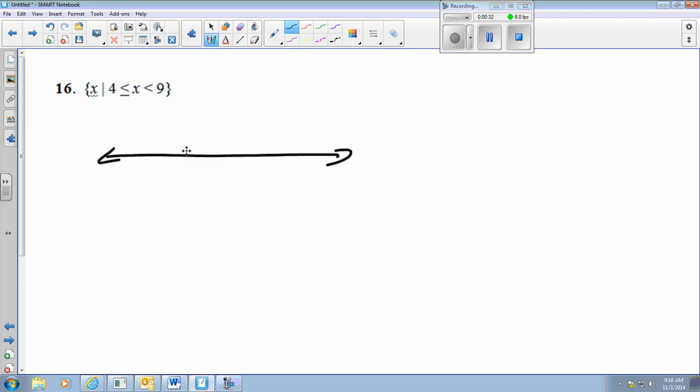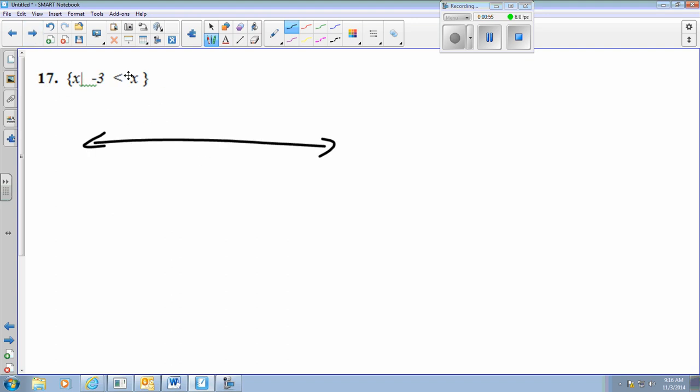For number 16, we have a 4 and a 9, and we know that x is less than 9, so we're going to have a parenthesis going that way. And remember, when we read it backwards, going to the left, x is greater than or equal to 4. So a bracket because of the equal sign. It's an and statement, so it's what's between those.